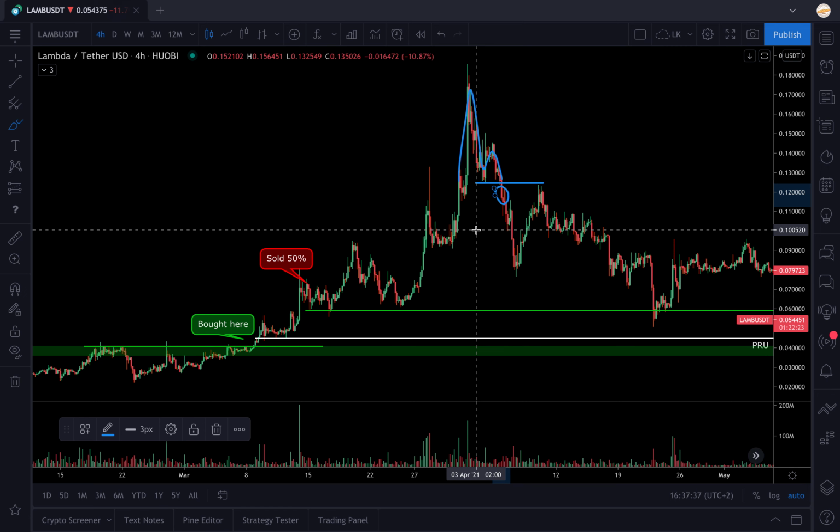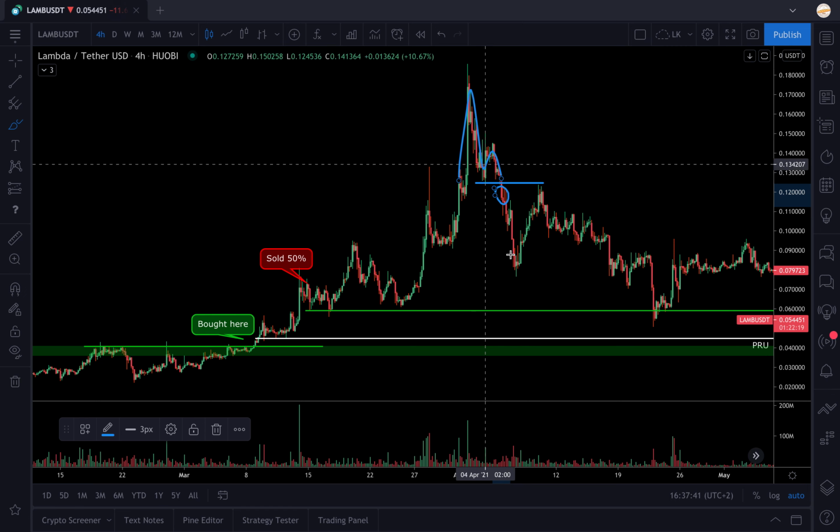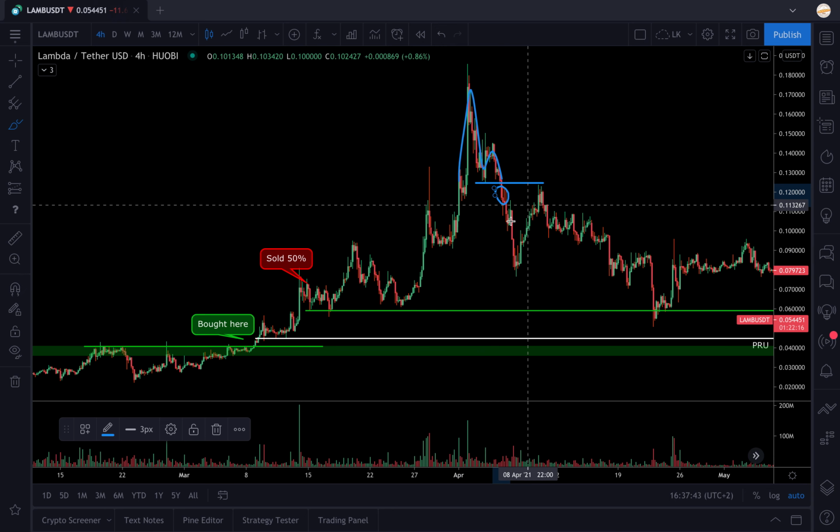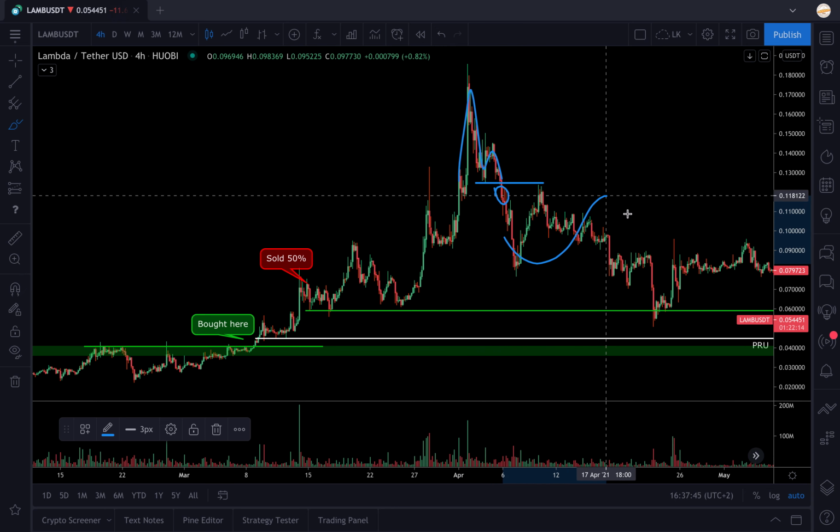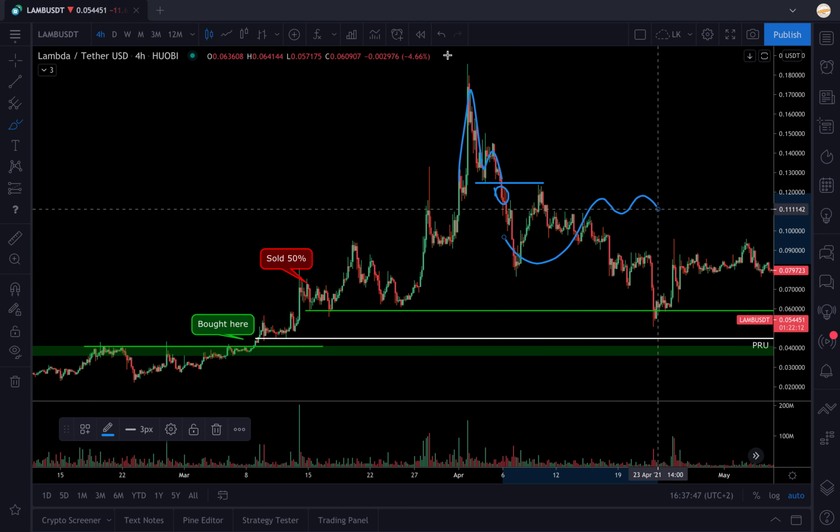I could have sold only a little bit of the position, or I could have taken everything away because it was the end of the climax run, and maybe there would have been another consolidation pattern right there. You know, this kind of thing happens.